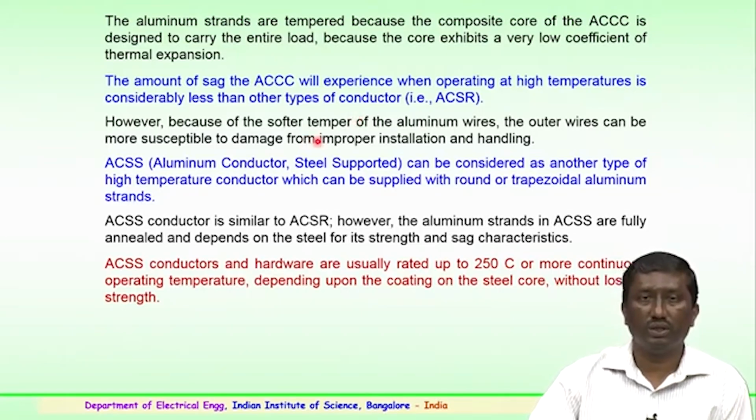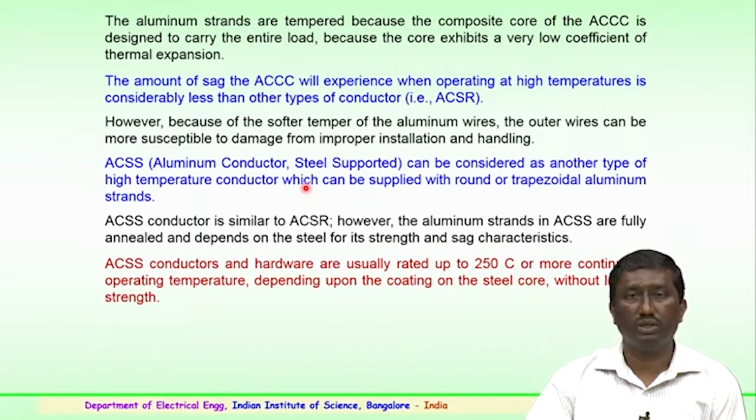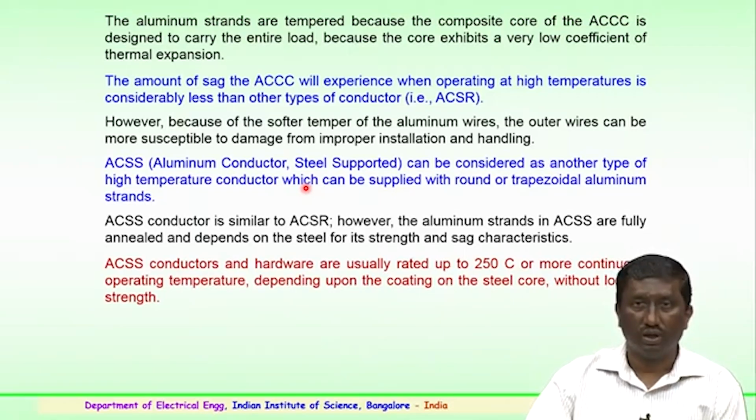However, because of the softer temper of the aluminum wires, the outer wires can be more susceptible to damage from improper installation and handling. So, care has to be taken to see that the outer wires are carefully handled while handling the ACCC type or high temperature conductors.